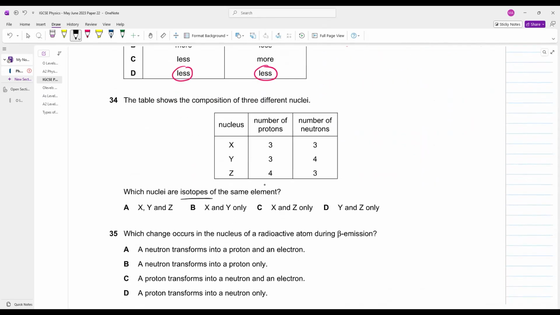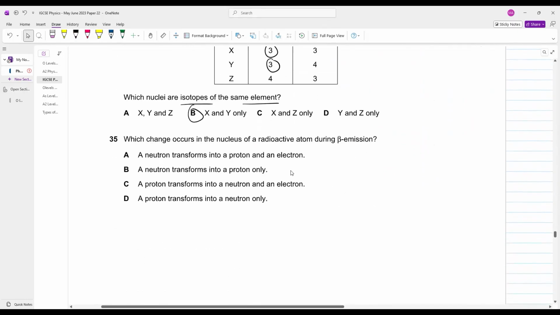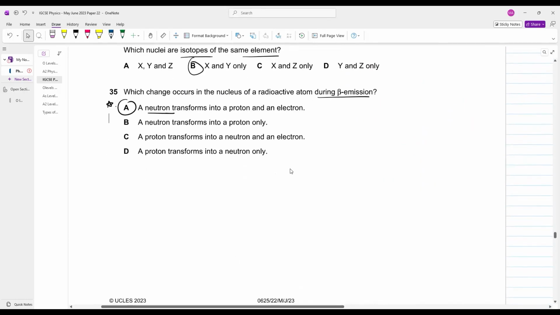Which nuclei are isotopes of the same elements? Isotopes होने के लिए you must have the same number of protons. X and Y have the same number of protons. B is your answer. Which change occurs in the nucleus of a radioactive atom during beta emission? अच्छा जी, बीटा emission के दौरान क्या होता है? A neutron transforms into a proton and an electron. You can write this as a key point as well. बीटा emission में हमेशा आपका न्यूट्रॉन प्रोटॉन और इलेक्ट्रॉन में कन्वर्ट हो जाता है बेटा.